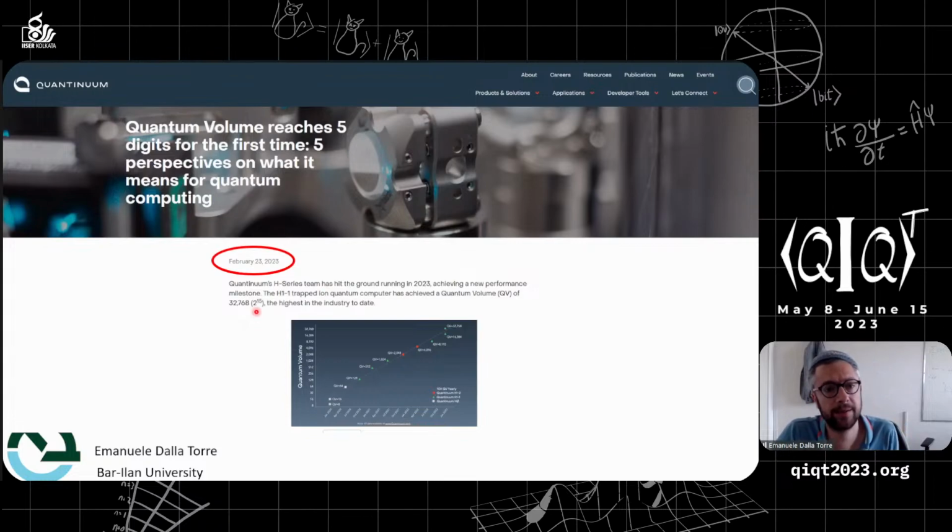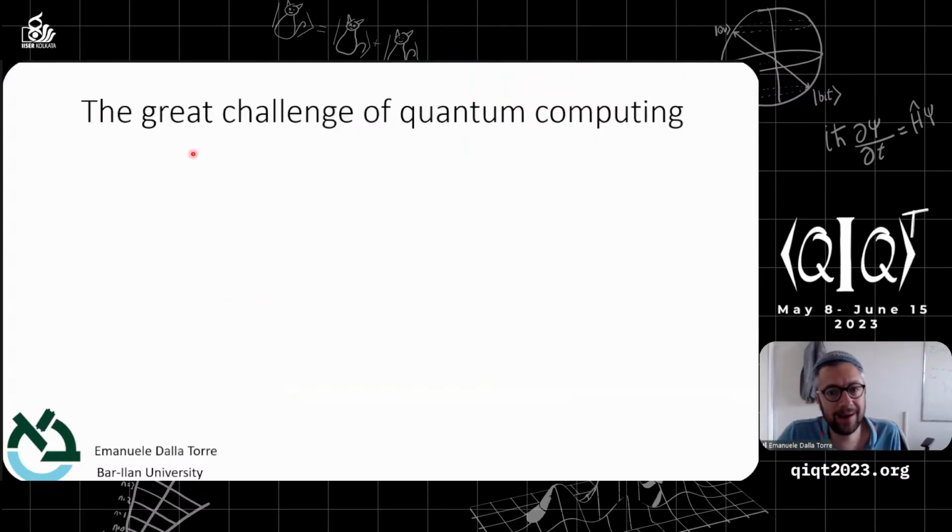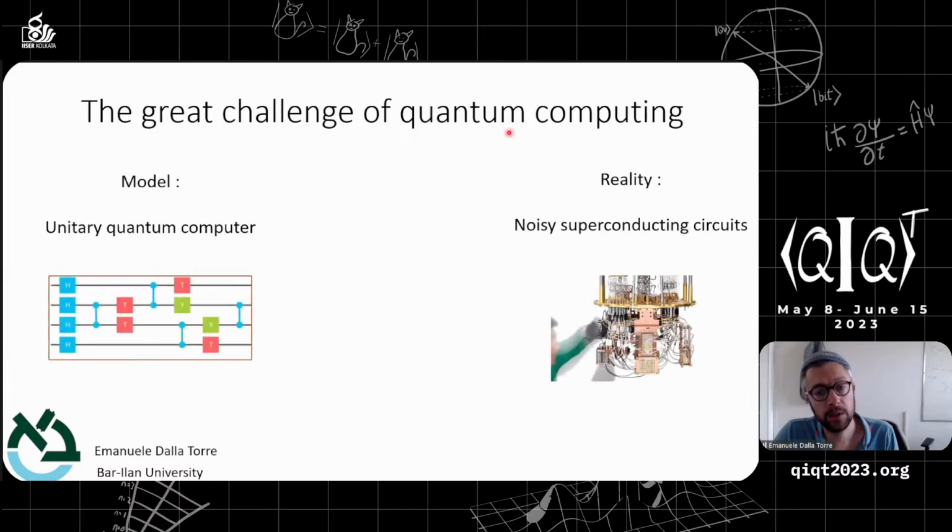Okay, so the title was Quantum Volume Reaches 5 digits for the first time, 5 digits just because 2 to the 15 is over 30,000. Okay, whatever. So what is the challenge of quantum computing as I try to explain right now? The idea is the following. We have a lot of beautiful circuits, models, algorithms, Shor's algorithm, Grover's algorithm, all sorts of beautiful things you would like to do with a quantum computer.